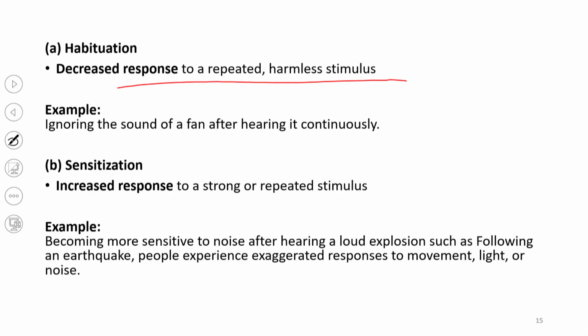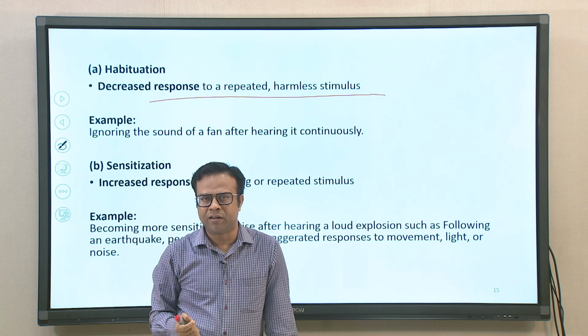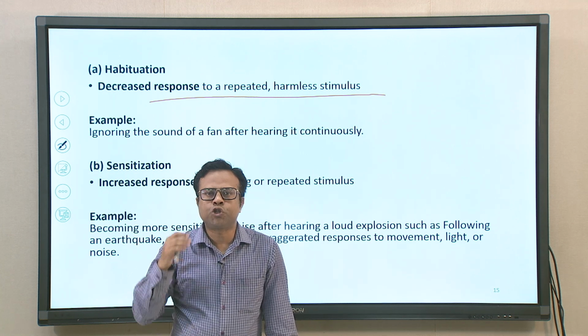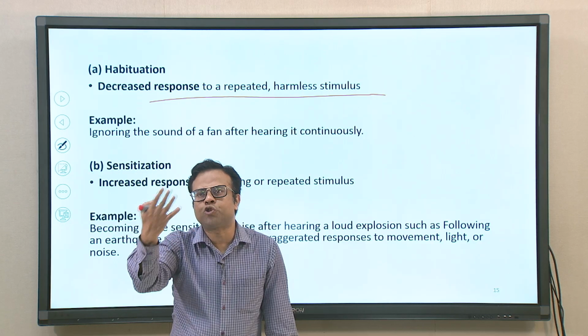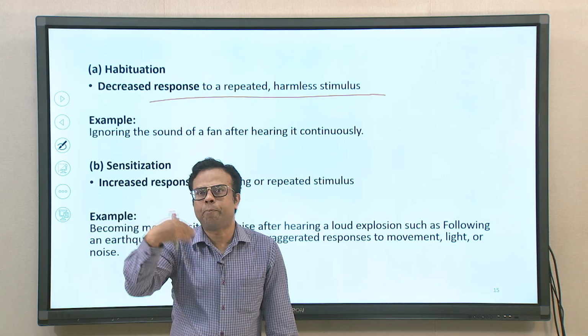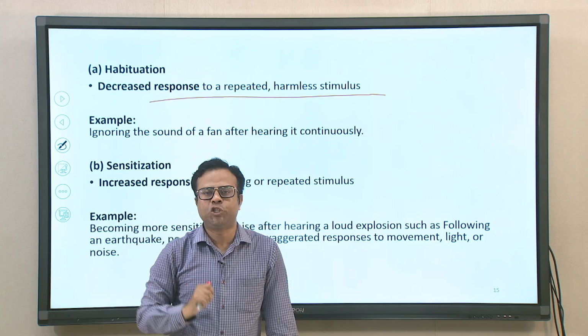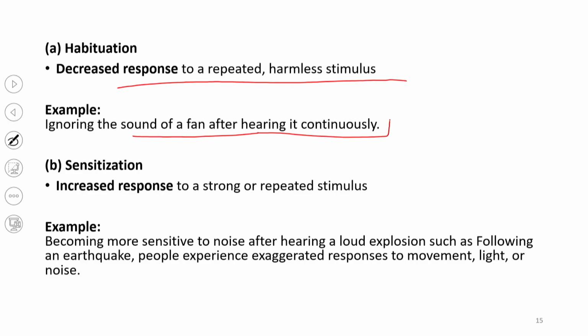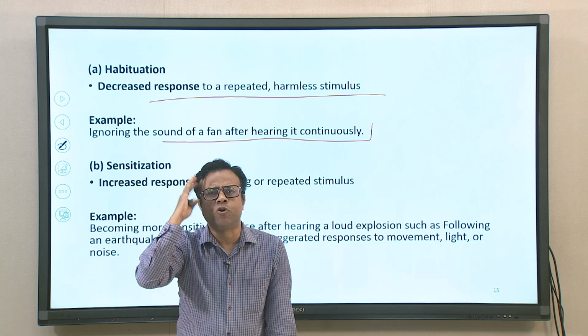Whenever the same stimulus is continuously present in the background or in the environment, and it is relatively harmless, it is not doing any harm to you, our response to that stimulus decreases, we stop paying attention to it. This is called habituation. For example, ignoring the sound of a fan after hearing it continuously. Let us say there is the sound of a fan or an AC going on and on continuously. When you initially come into the room, you may notice and pay some attention. After 5 minutes, you may not even notice it.